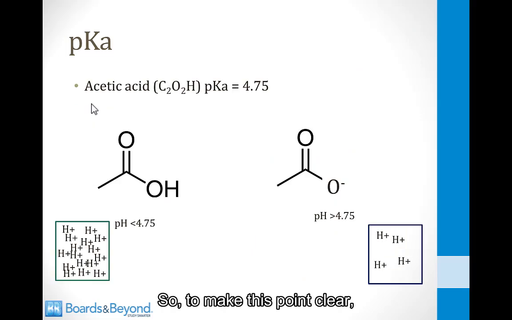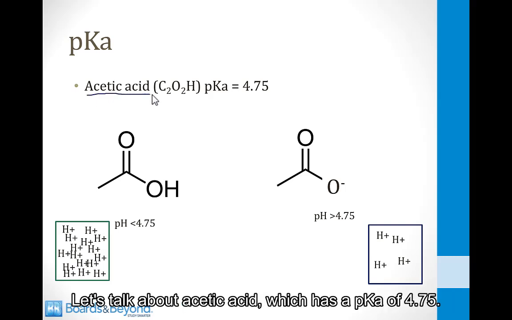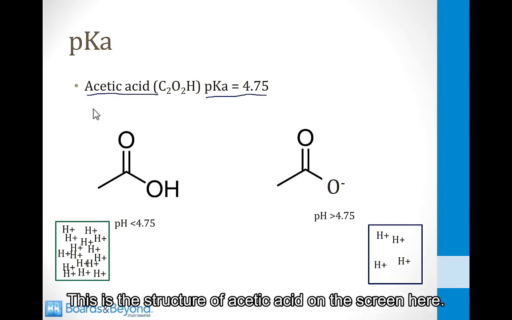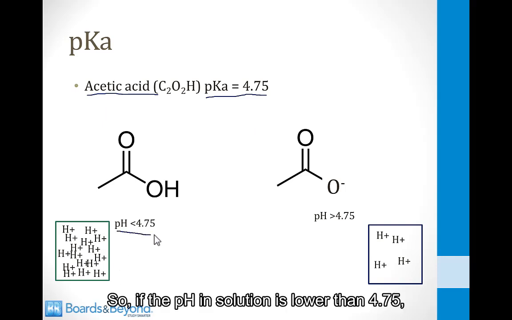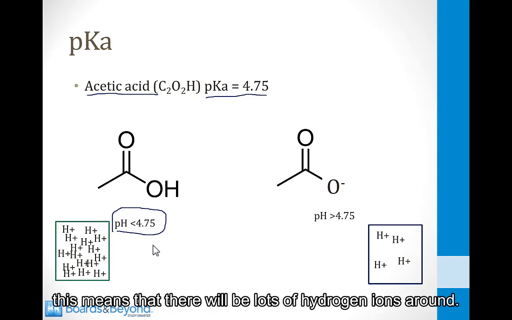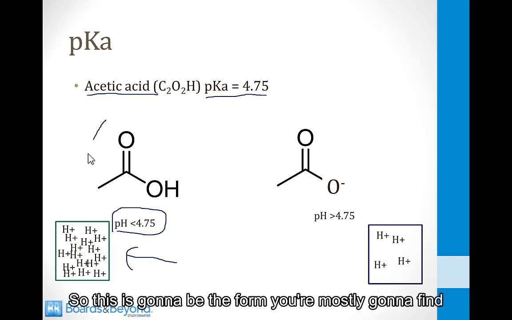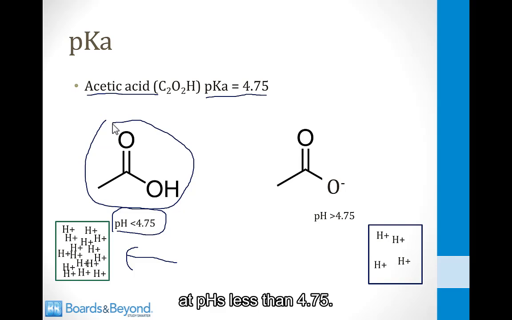So to make this point clear, let's consider a very simple acid that is not an amino acid. Let's talk about acetic acid, which has a pKa of 4.75. This is the structure of acetic acid on the screen here. So if the pH in solution is lower than 4.75, lower than the pKa of acetic acid, this means that there will be lots of hydrogen ions around. A pH less than 4.75 is very low. There are going to be lots of protons floating around in solution. So this is going to be the form you're mostly going to find at pHs less than 4.75.